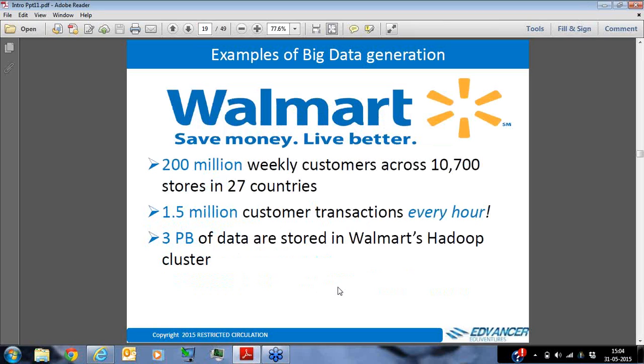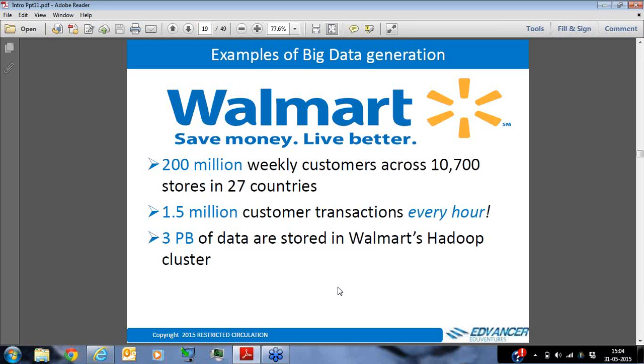Here's another example of big data generation, which is the retail firm Walmart. Walmart has 200 million weekly customers across more than 10,000 stores in 27 countries. Every hour, there are 1.5 million customer transactions, which means every hour 1.5 million people purchase something in the store and create an invoice or a bill. If each invoice is about 20 KB or 30 KB in size, imagine the amount of billing data being generated by Walmart every hour. Today in Walmart's Hadoop cluster, 3 petabytes of data are being stored.